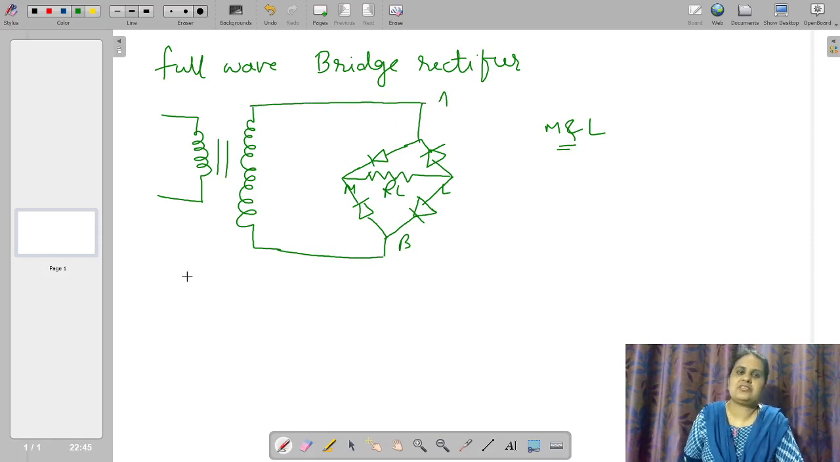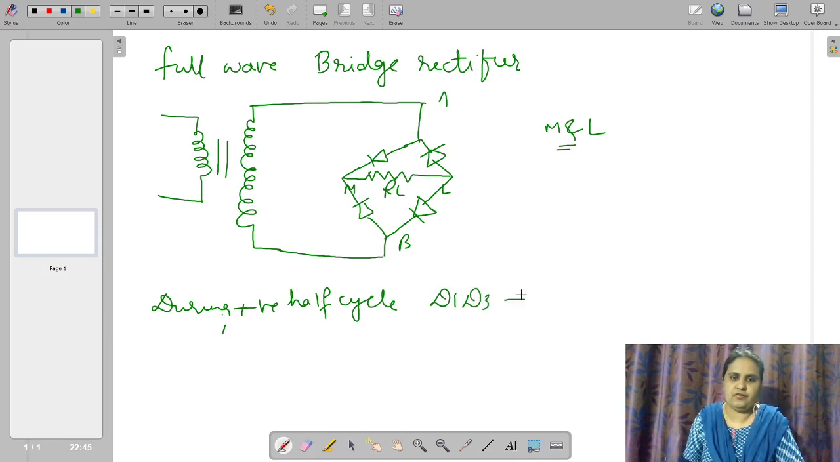And what was the working? During the positive half cycle, diodes D1, D3 were forward biased and diodes D2, D4 were reverse biased. The current was flowing from A to D1. So I will mark the D1 diode here in the circuit diagram.